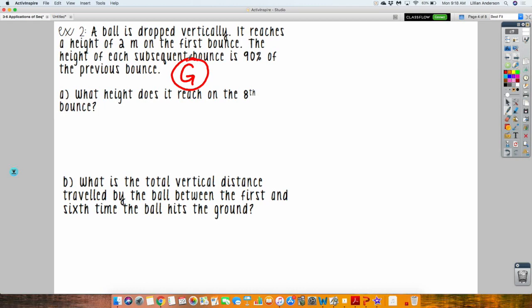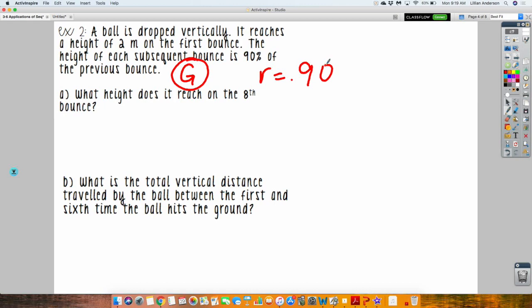9 over 10, or 90%. Are we going to plug in 90 for R, or something different? It'll be 0.90. Because when you're working with percentages in math, it's always the decimal form of the number. So this is geometric. Our common ratio is 0.90.